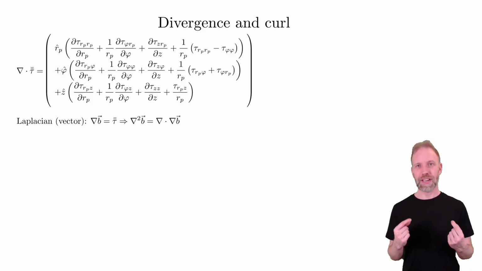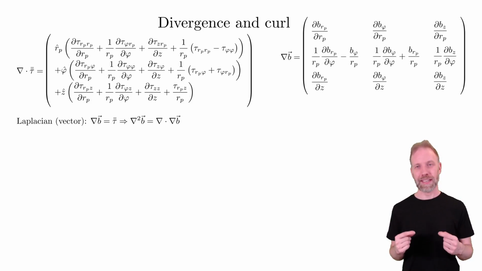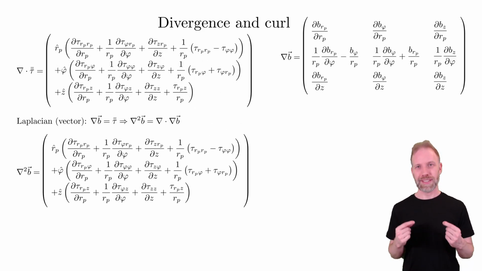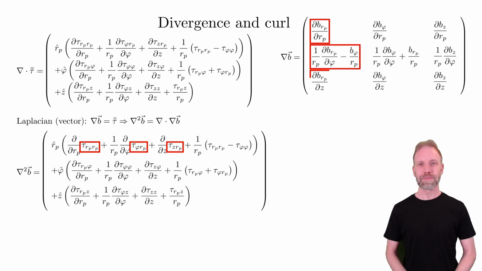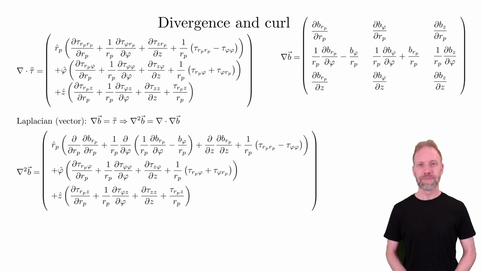Let's use this result to calculate the Laplacian of a vector. We do this by inserting the vector gradient as our tensor. All we need to do is insert the values for each of the 9 elements of the vector gradient. Start by inserting this. Continue with this.